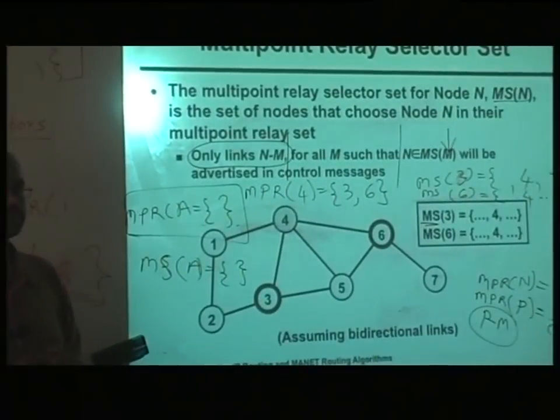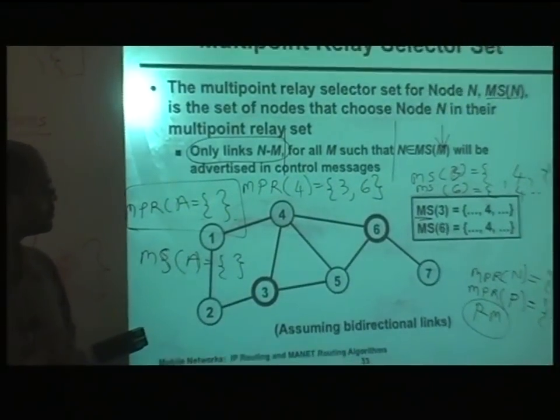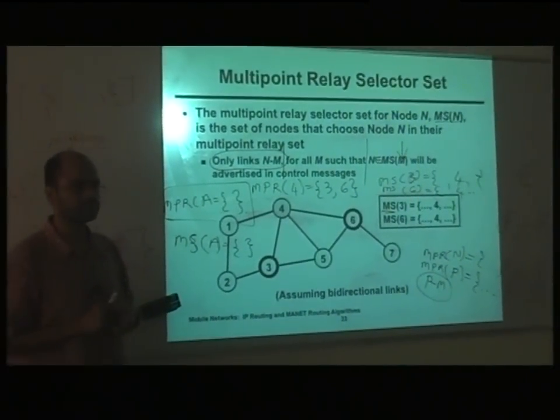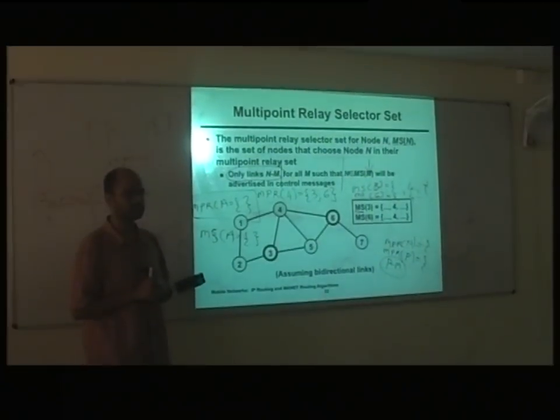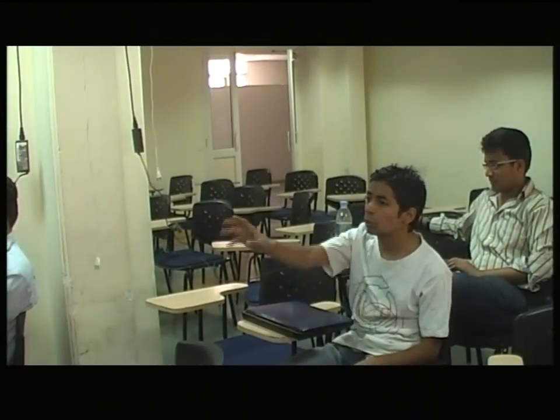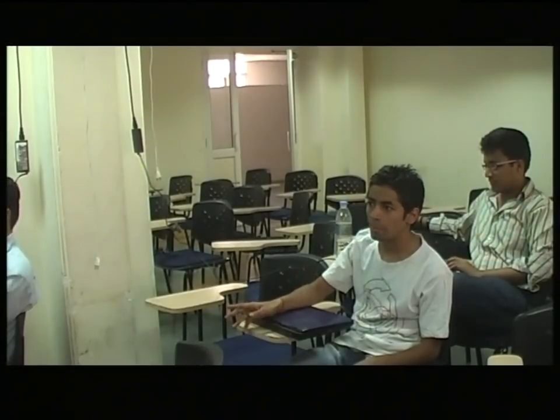When N belongs to MS of M, wouldn't it always be the case that N and M are connected? Why is that statement only linking N and M? As I was saying here, they are connected. So if N has selected M to be its MPR, then only you talk about the N–M relation.